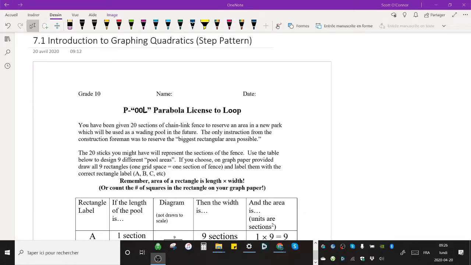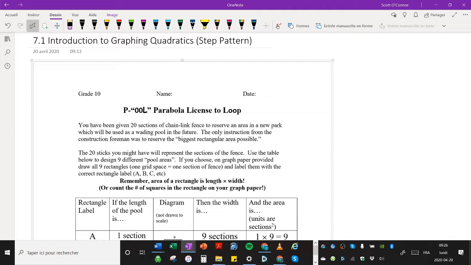Welcome class to this video on section 7.1, Introduction to Graphing Quadratics. So we're starting a new unit. We're going to be looking at different kinds of equations than you've been used to so far. Up until now in your math education, you've been focusing strictly on linear relations. In the last unit, we did a little bit of the algebra that is useful for quadratics without explicitly relating it to what it looks like when it's in a graph.